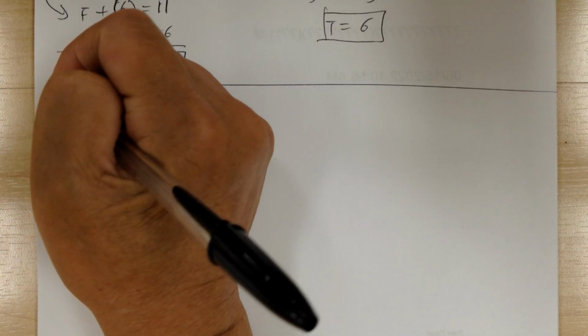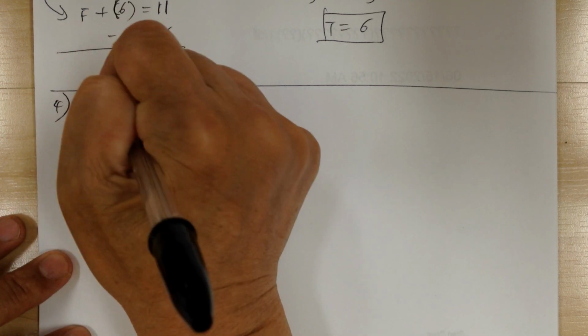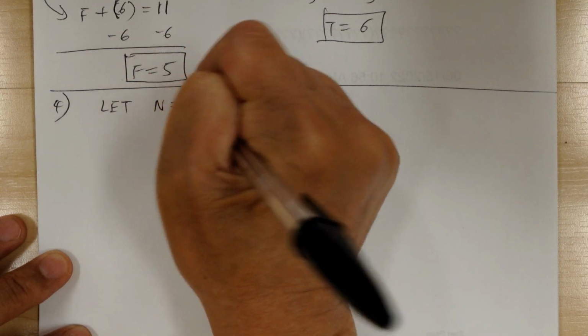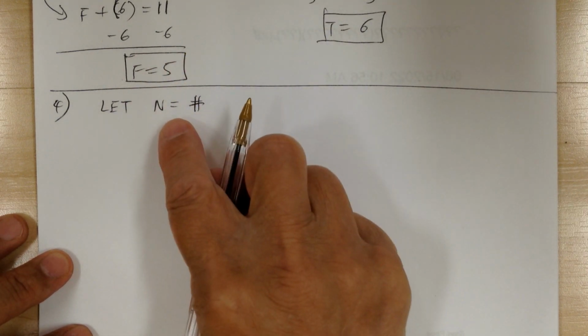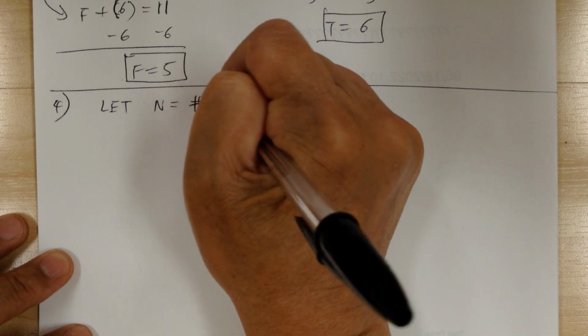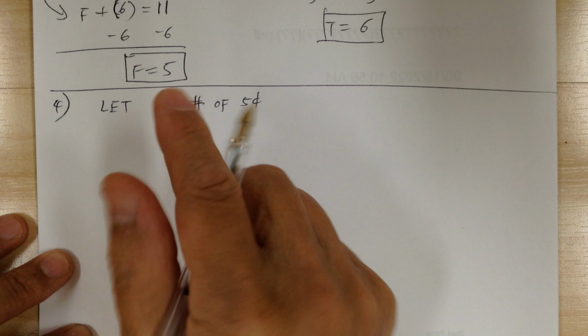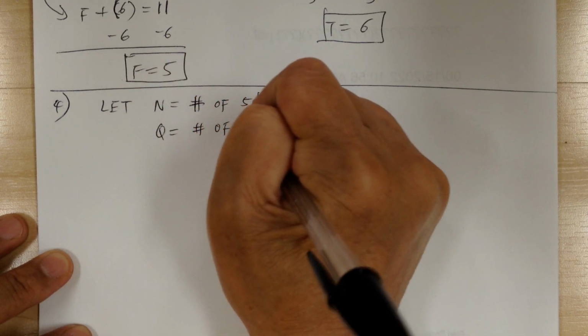Okay, let's go to number 4. So again, read through. So this is a money problem. So these are nickels and quarters. So again, you want to set up your variable to answer the question. You ask for how many, so you have to set it equal to number of. So N equal to number of 5 cents or the nickels, and Q equal to number of quarters.